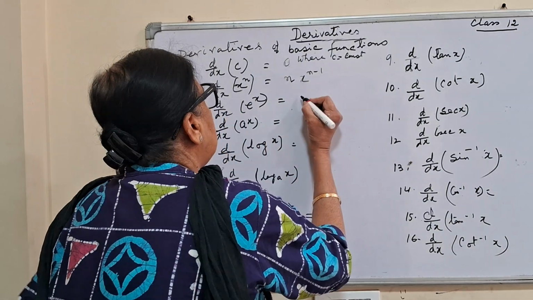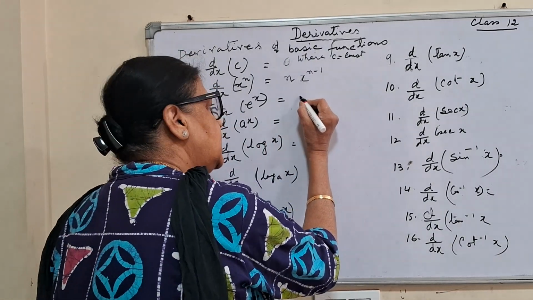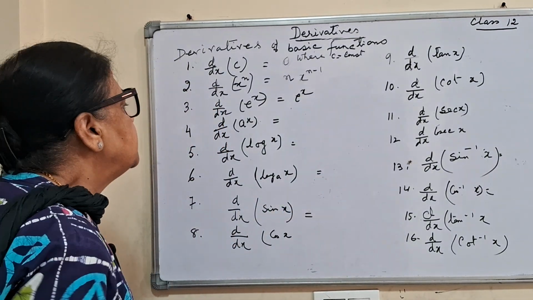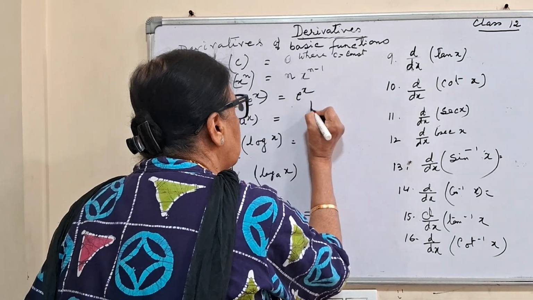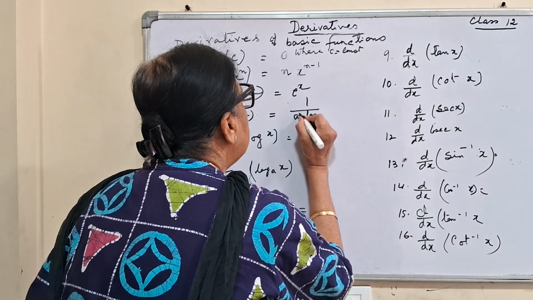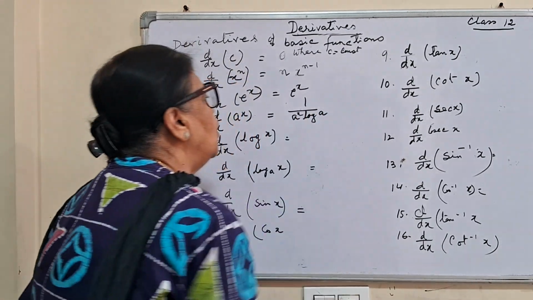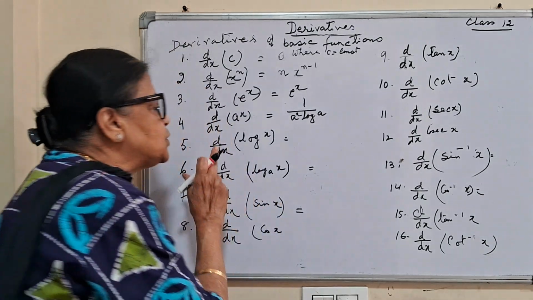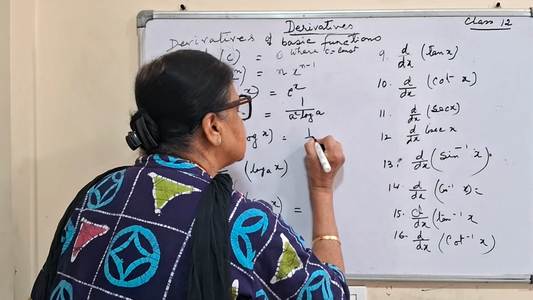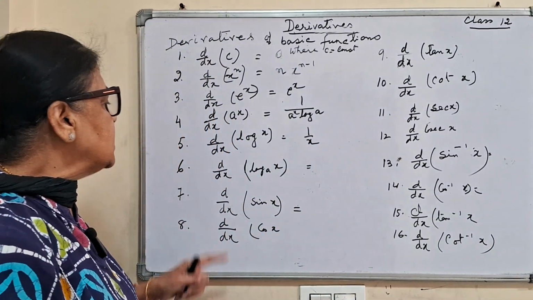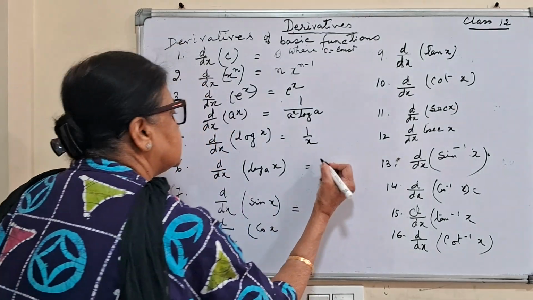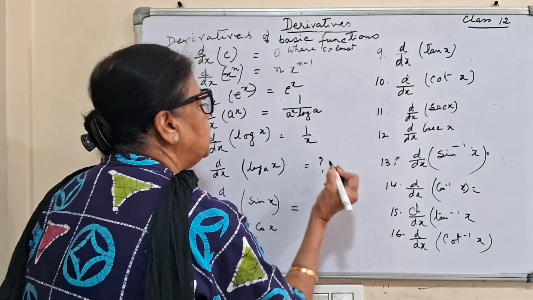d/dx of e raised to the power x will be e raised to the power x, no change. d/dx of a raised to the power x is a raised to the power x times log a. d/dx of log x is 1 by x. d/dx of log base a x, you can find out from anywhere.